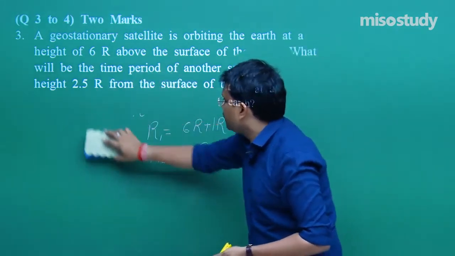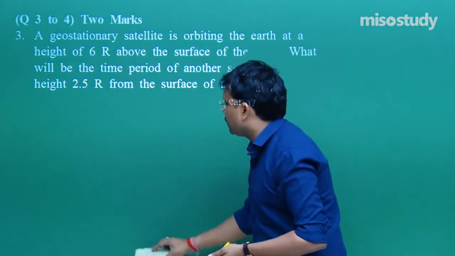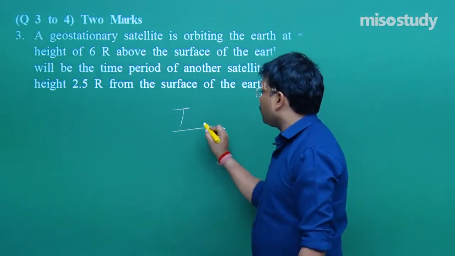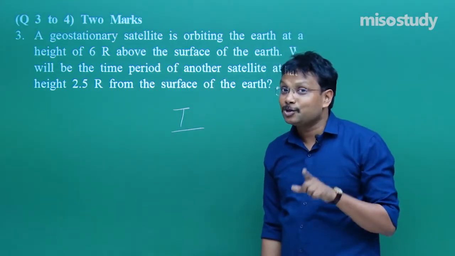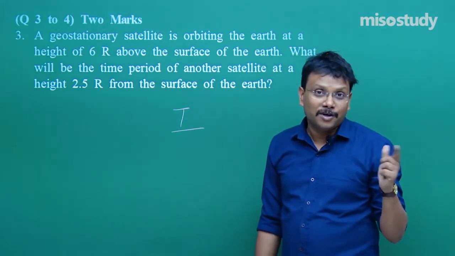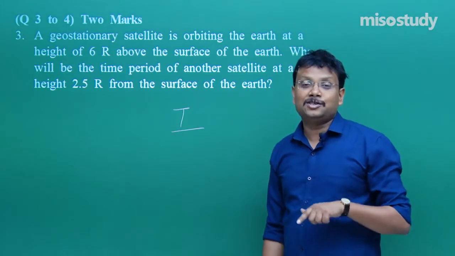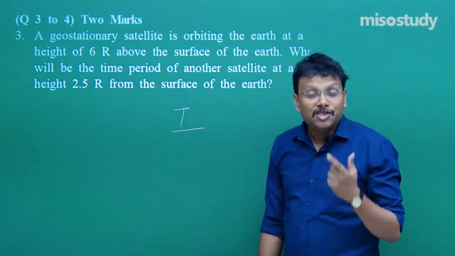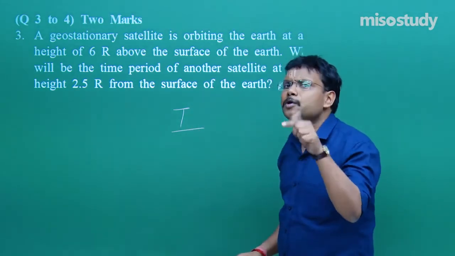What will be the time period? New time period or another time period. So the time period is T upon T1, and what is the time period for a geostationary satellite? 24 hours. Take a look at those videos. There I explained very properly the geostationary satellite, geosynchronous orbit, its value, you can say the GPS system, all these things. Fine. So the T1 value is 24 hours.